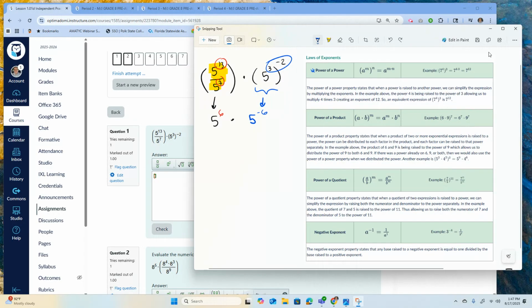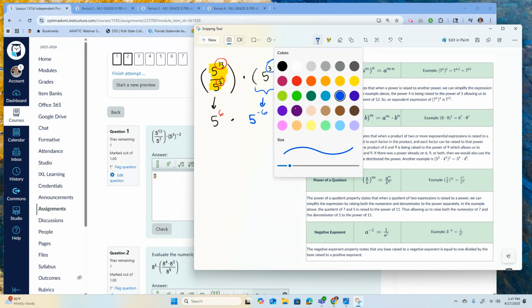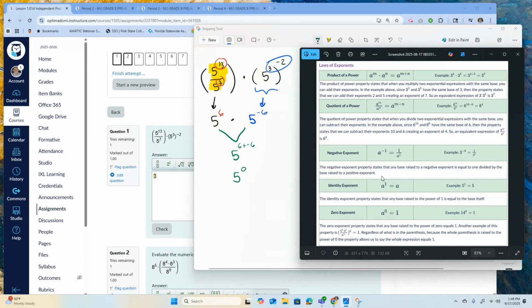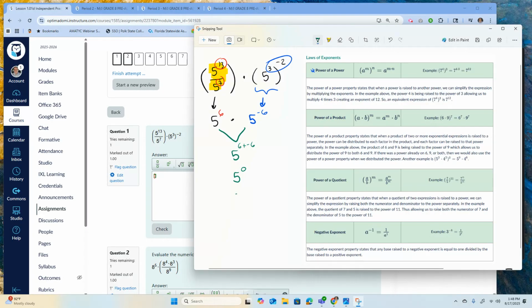And what do you do when that happens? When you multiply 2 powers with the same base, you're going to keep the base. So I'm going to keep the 5. And I'm going to add the exponents of 6 plus negative 6. And when I add those exponents, I get 5 to the 0 power. But I can simplify more because there's another law of exponents called the zero exponent that says any base to the 0 power, the answer is always 1. So my final simplified answer is 1. And that's how you do problem number 1.